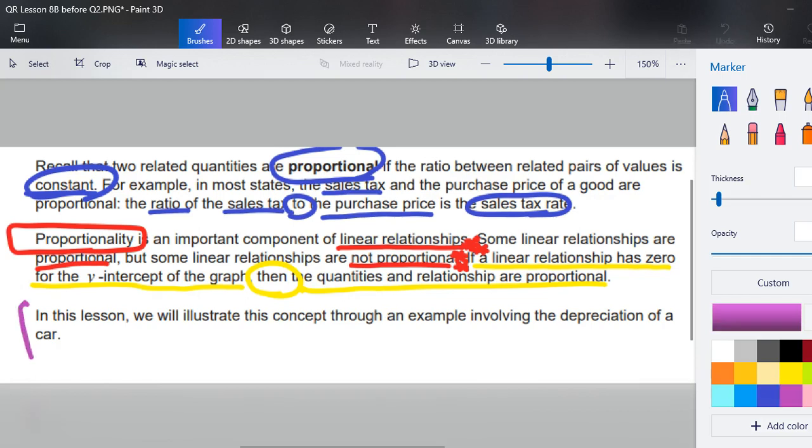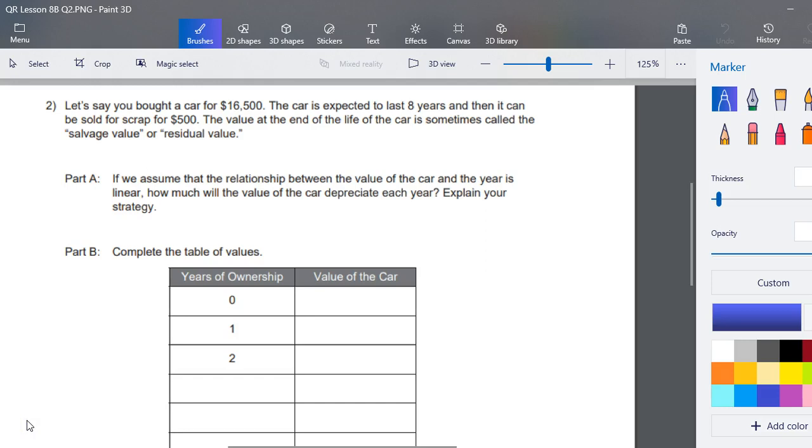And in this lesson, we're going to illustrate this concept through an example involving the depreciation of a car. This is a great time to hit pause. You can do all the remaining questions 2 through 6 or do them in chunks. Like at least go ahead and complete question 2 and then come back and let's walk through it together.